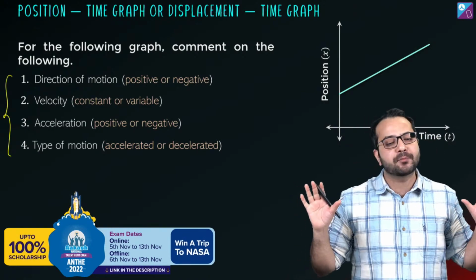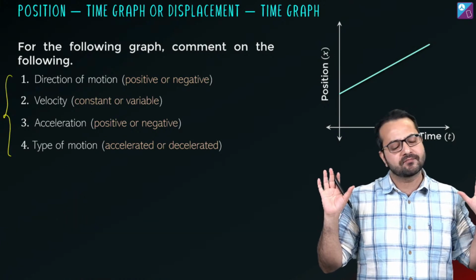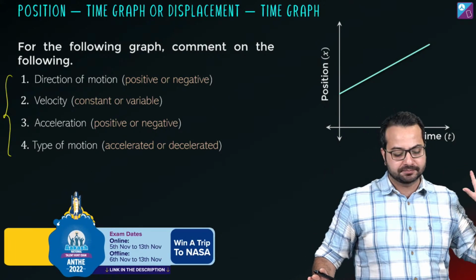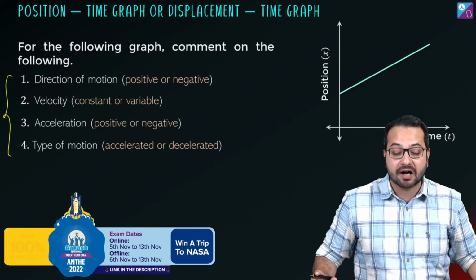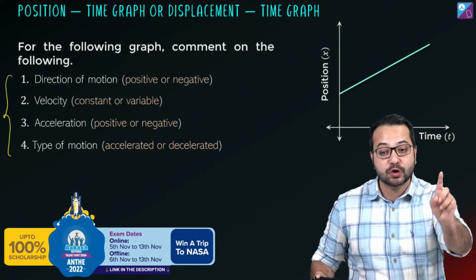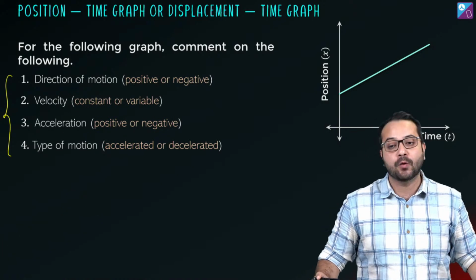I'm not going to tell you. I'm not going to teach anything today. Okay, I want to know from you. What all can we deduce from a position time graph? You can see a lot of things. So you guys are going to tell me how.